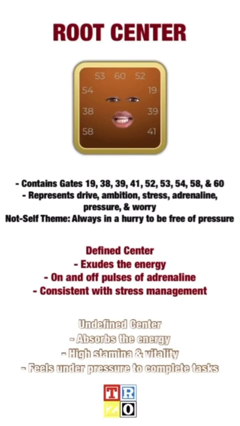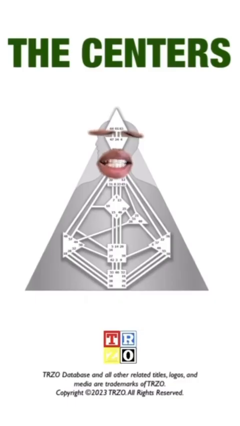Sad, isn't it? Finally, we've got the Root Center. It contains gates 19, 38, 39, 41, 52, 53, 54, 58, and 60. It represents drive, ambition, stress, adrenaline, pressure, and worry. It's giving Aries. Not-self theme, always in a hurry to be free of the pressure. Aries, with 3 teaspoons of Sag. When it's defined, there are on and off pulses of adrenaline, consistent though with stress management. That's good. When it's undefined, you have high stamina and vitality, but you feel under pressure to complete things. Tough world. That's it, I'm done.